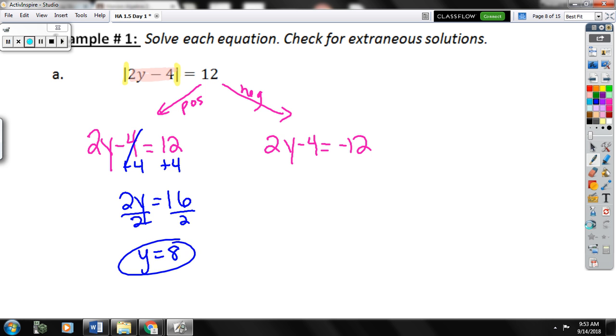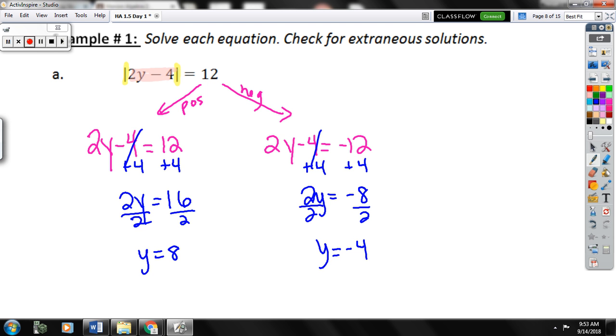Actually, maybe we don't want to circle it until we've checked it. That would be a good process. Don't circle it until you have checked it. Do the same thing with the other one. Add 4 to both sides. Just be careful with your negatives. Remember, negative 12 plus 4 means you're actually subtracting them to get 8, and you keep the sign of the larger, which will get me negative 8. Divide by 2: negative 4.